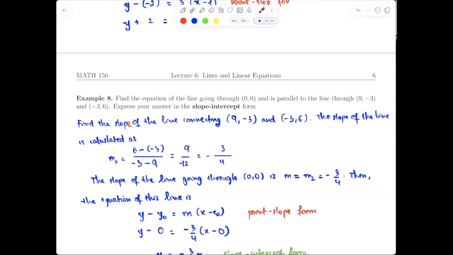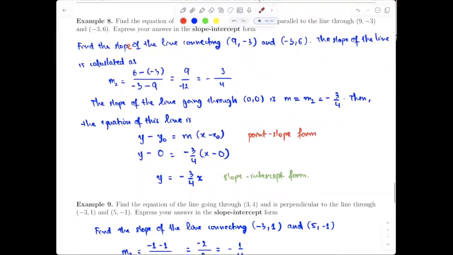So the slope of the line going through 0, 0 is the same as the slope of the line going through these 2 points. Right, so therefore m, what we're looking for, is equal to m2, that we calculated over here, and equal to negative 3/4. Okay. Then the equation of the line, in this case, is the line going through the point 0, 0.